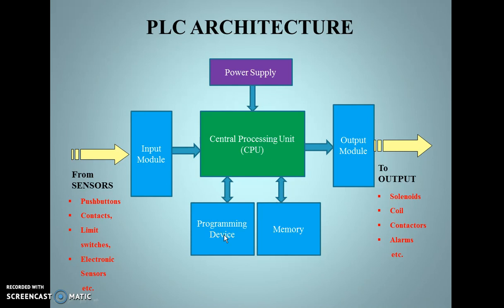A programming device is used to program the PLCs. There are many programming devices. Memory is used to store program memory as well as data also. Program memory is the part where the boot program of the system is stored, which acts as the ROM, and data memory is where the executable program or the application programs are stored.